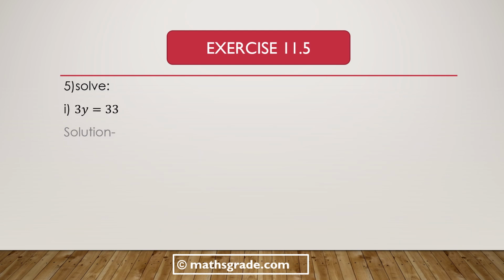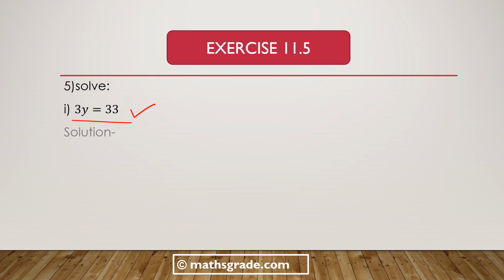Now part (i): 3y equal to 33. 3y is on the left hand side and 33 on the right hand side. We have to find the solution of the given equation. We have to find the value of the variable y. 3 is multiplied with y, so we have to divide by 3 on the left hand side. We know multiplication and division operations are reverse operations. Here the multiplication operation is given, so we have to divide by 3, because multiplication is the reverse operation of division and division is the reverse operation of multiplication.